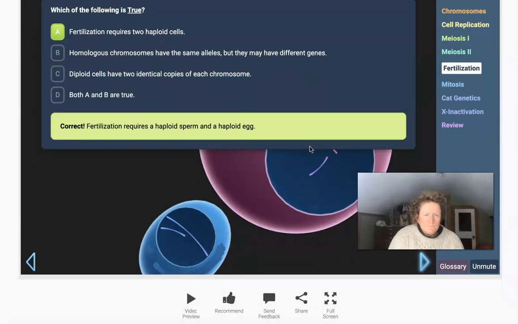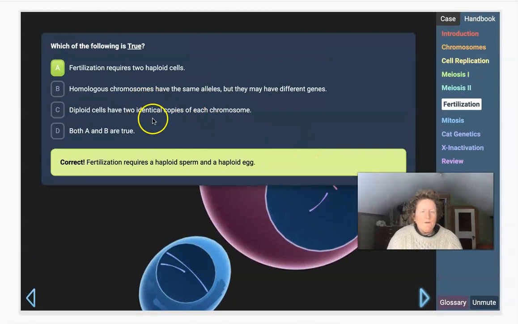Oh, they're not identical. One's from mom and one's from dad. So they're homologous, but not identical. When they're copied, you have two from mom, two from dad right before the cell divides in mitosis.